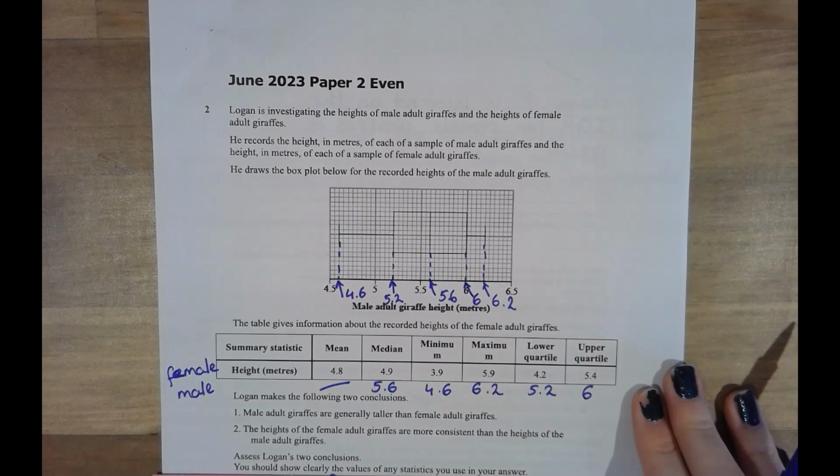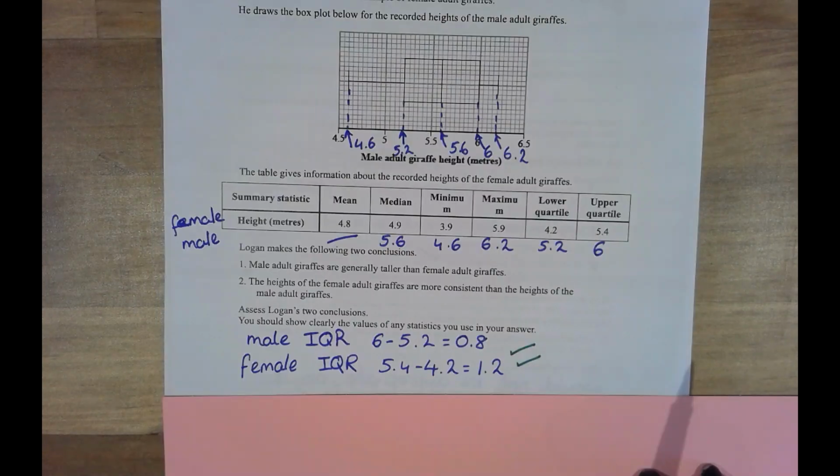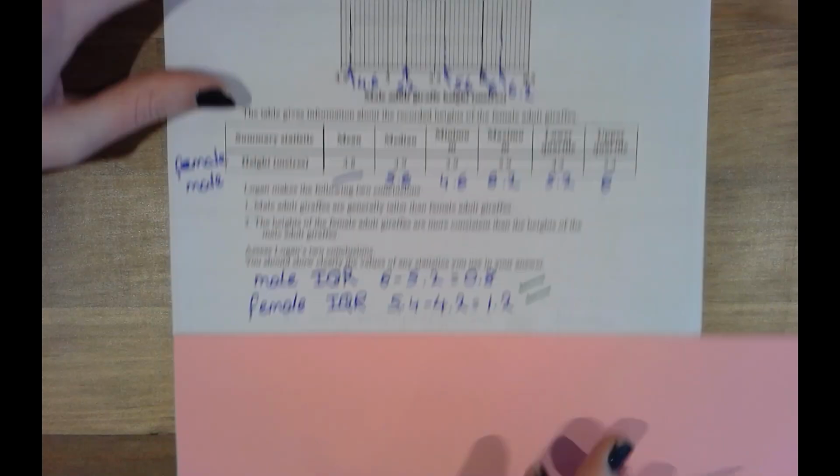As statement 2 is looking at which is more consistent, we will work out the interquartile range for male and female giraffes. The male interquartile range, we've got our upper quartile, subtract our lower quartile, giving us an interquartile range of 0.8. Our female interquartile range, we've got an upper quartile of 5.4, subtract our lower quartile of 4.8, giving us an interquartile range.